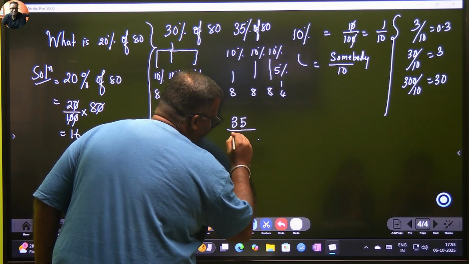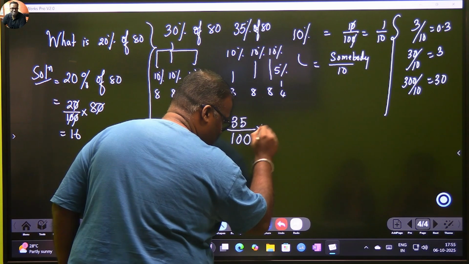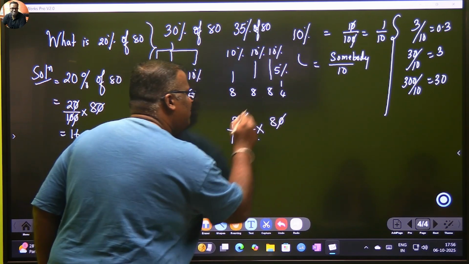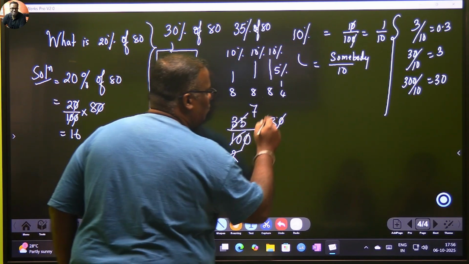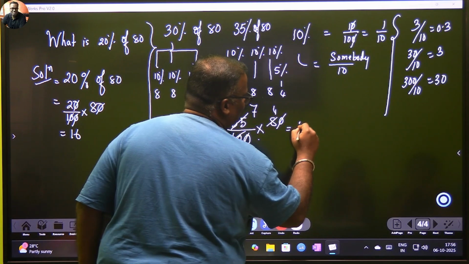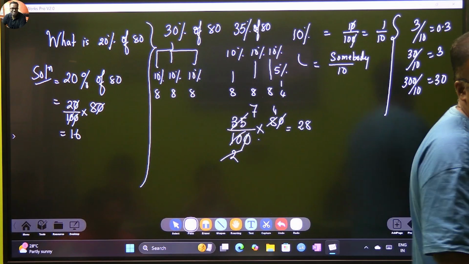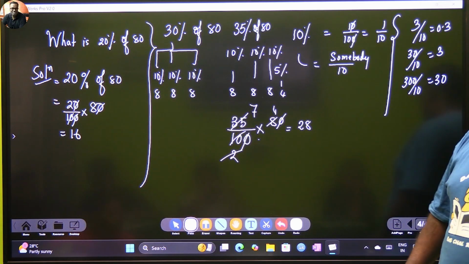And if you want to do it the idiot's way, we can do that also. 35 by 100 into 80. 5, 7 are 35, 5, 2 are 10, 2 4s are 8, 7 into 4, 28. Please wear the idiot's medal on your chest. You solved it, but you solved it like an idiot. Do you understand the trick?